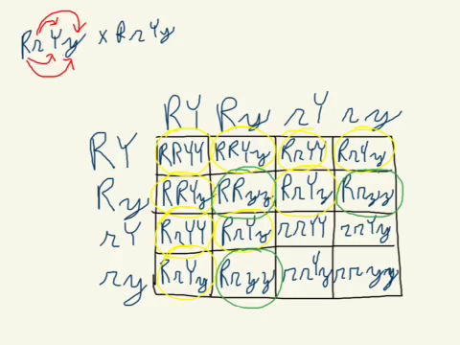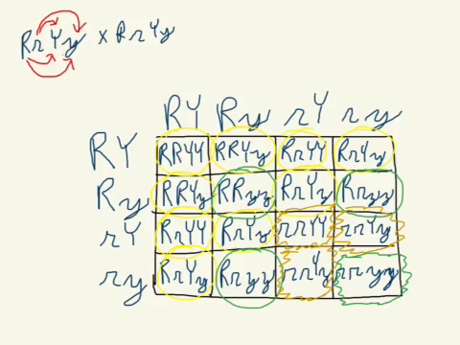Another phenotype we get from this is our wrinkled yellow, which end up being these three boxes. And our last possible phenotype we get is our homozygous recessive, and that's a wrinkled green pea.